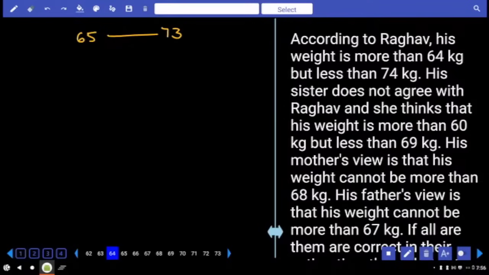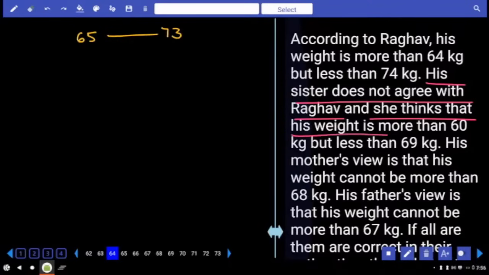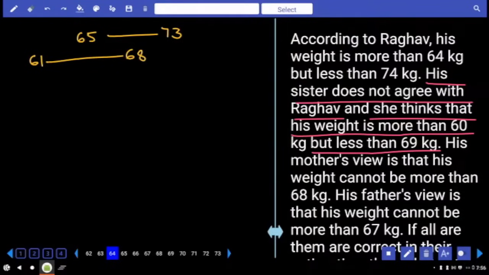according to Raghav. His sister does not agree with him and she thinks that his weight is more than 60 but less than 69. More than 60. So 61 onwards. Less than 69. 68. According to his sister, his weight ranges from 61 to 68.